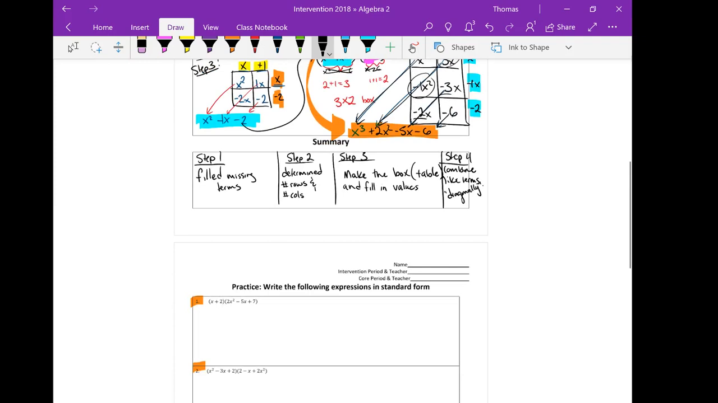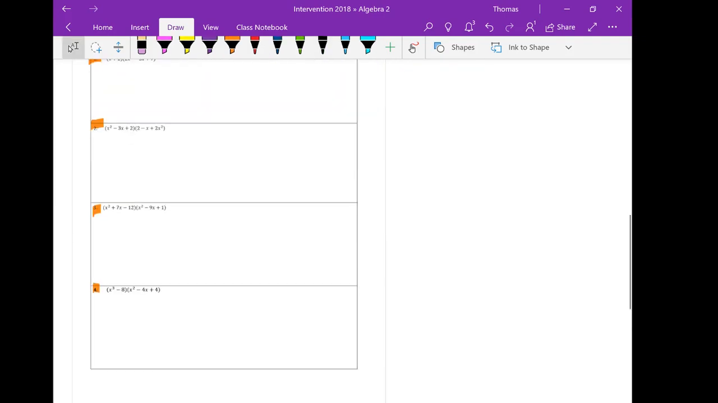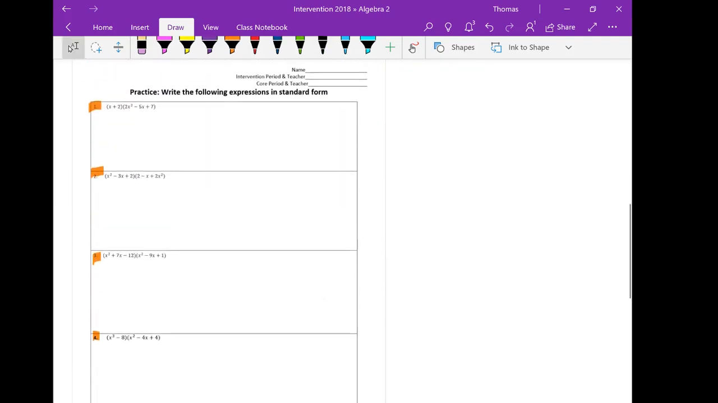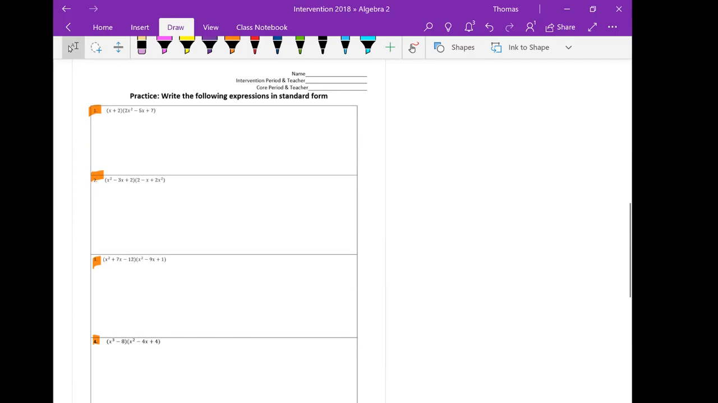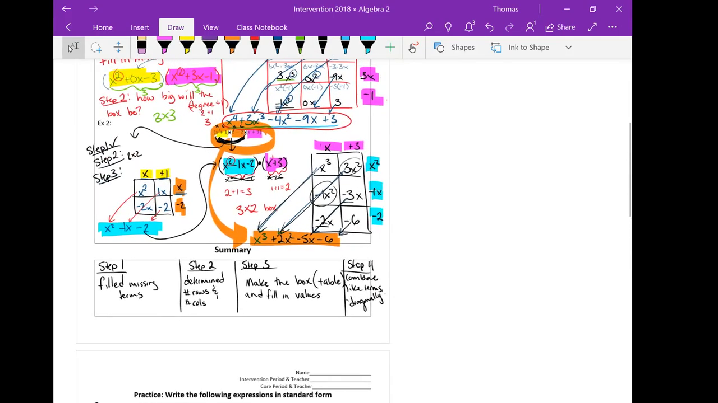Great. So go on and try out these 4 problems. Your intervention teacher will have a solution key. Once you've checked on them and gotten your questions answered, you are all set to show that you did some extra practice multiplying using tabular form.